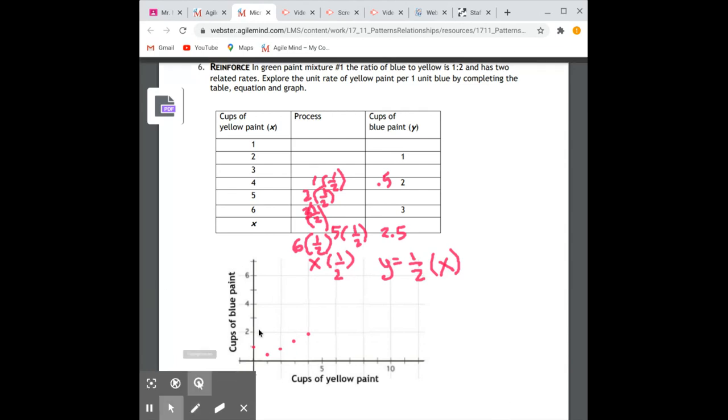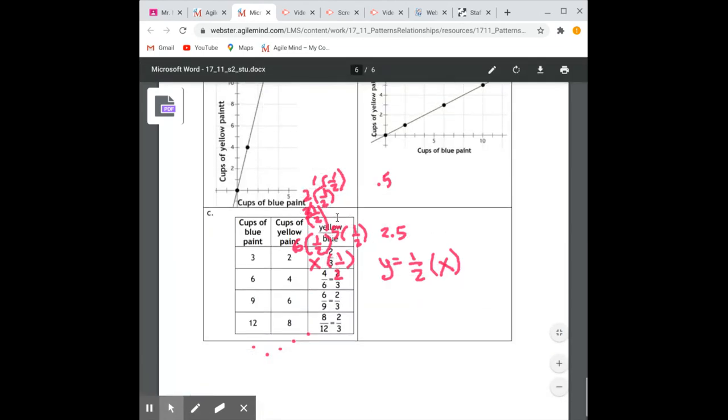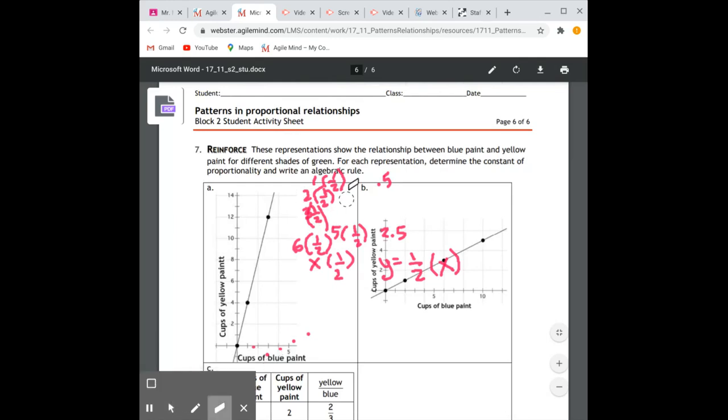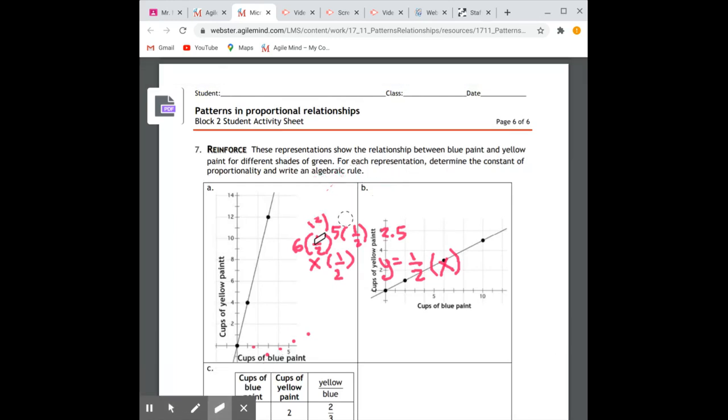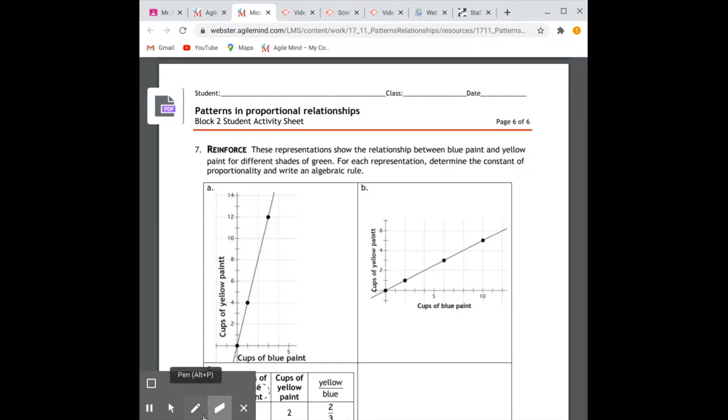Okay, so let's look at number 7. Number 7 is yours to do right now. I want you to do this on your own. And while you're doing this on your own, I'm going to update our classwork in webster.agilemind.com because we also want to get that completed today.